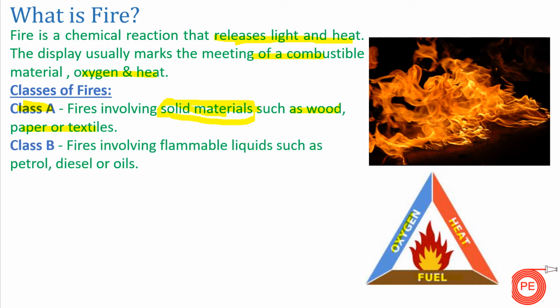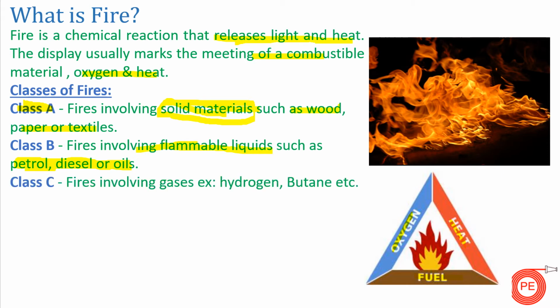Next one is class B fire. Class B fire is when a fire involves flammable liquids. Flammable liquids like petrol, diesel or any other oils can be burnt. The fire that occurs due to the burning of these flammable liquids comes under our class B category of fires. Next fire is class C category.